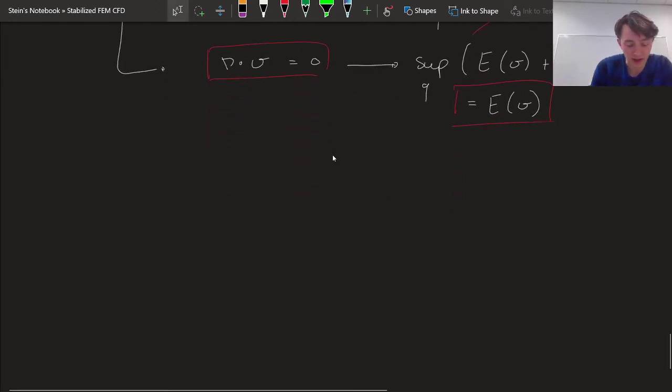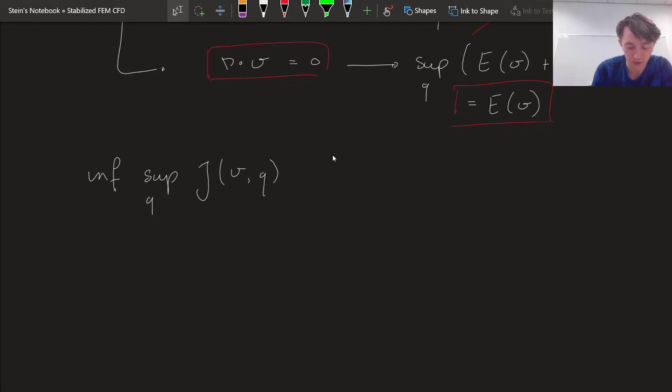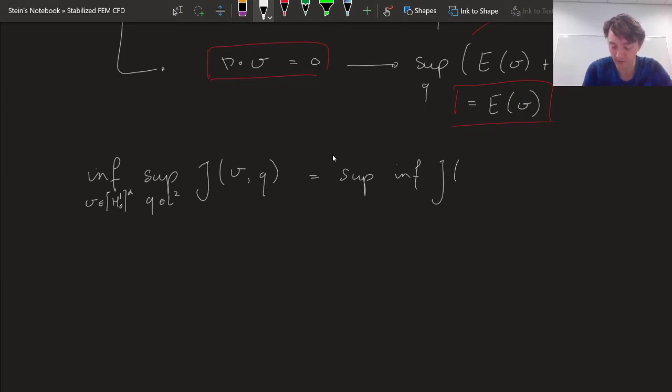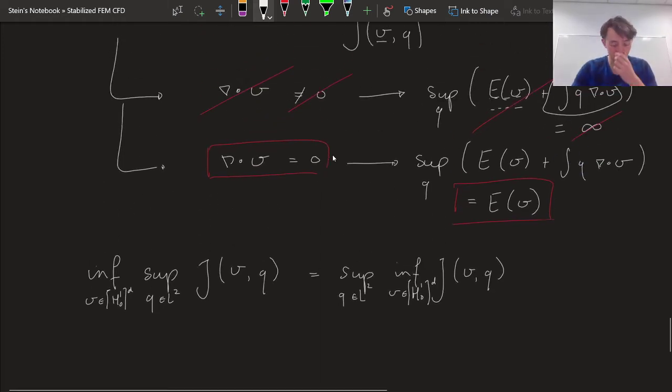So the first statement that I'll make is that the infimum of the supremum of J, and again the supremum over Q, and the infimum over V, that is going to be equal to the supremum of the infimum of J. Well, again, the infimum is over the functions V, and the supremum is over the functions Q. So, does this make sense?